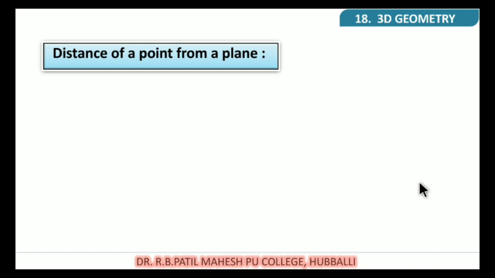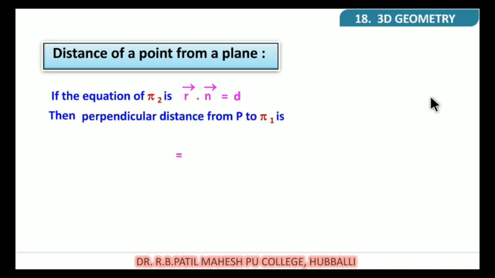Now, we can find out the distance of a point from a plane. If the equation of pi 1 is vector r dot n vector is equal to d, then the perpendicular distance from P to pi 1 is given by the modulus of vector A dot n vector minus d divided by the magnitude of n vector. So, which is also a very important formula. So, this gives the distance of a point from a plane.